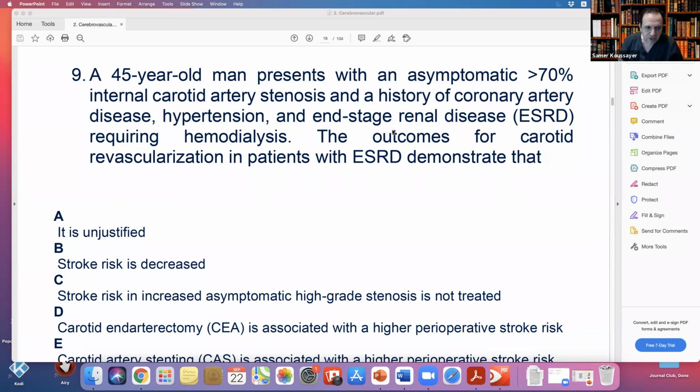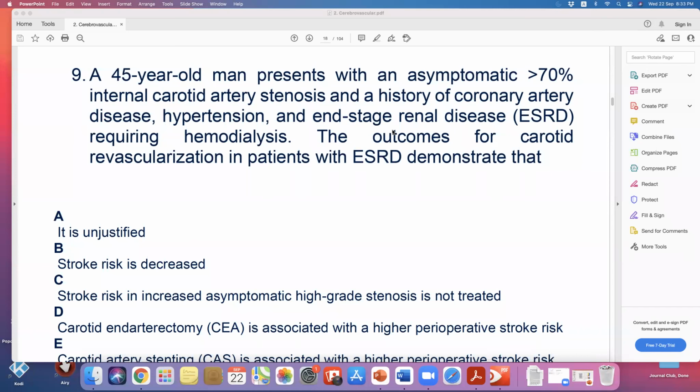But again, it's not strong data, so I will just individualize the patient. No guideline, I'll individualize the patient. But for the exam, this was the data showed that your stroke increase if you have asymptomatic carotid stenosis with a renal insufficiency or renal patient on dialysis. Okay. So the answer is C. Because stroke risk is increased, increased asymptomatic high-grade stenosis if not treated. If we don't treat him, it's high chance of stroke. That's why we have to treat him, you know.